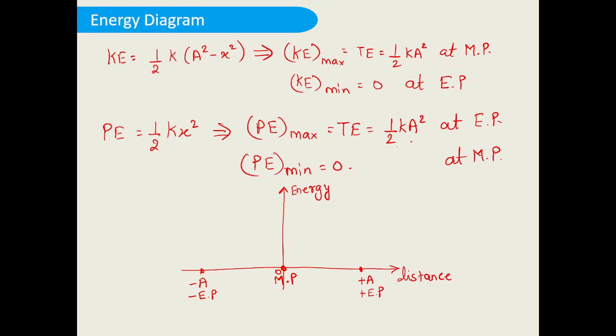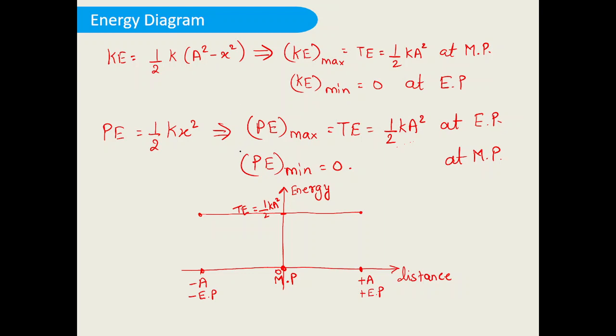So this is the constant term, the total energy. So I can say this is the part half k a square. This is nothing but total energy, and total energy is constant. I can say this is the line like this. So this is a constant line. I can say the total energy is constant. The total energy is not changing.